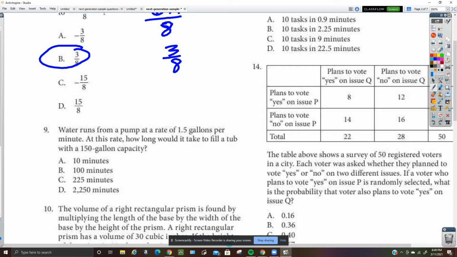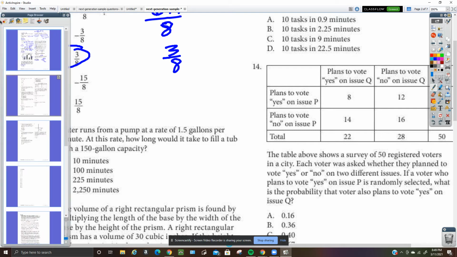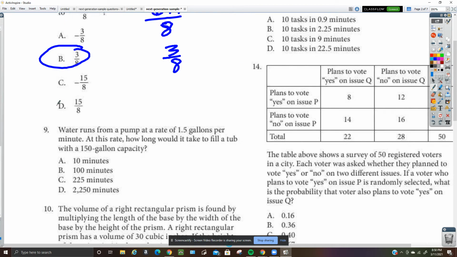Water runs from a pump at 1.5 gallons per minute. At this rate, how long would it take to fill a tub with 150 gallon capacity?